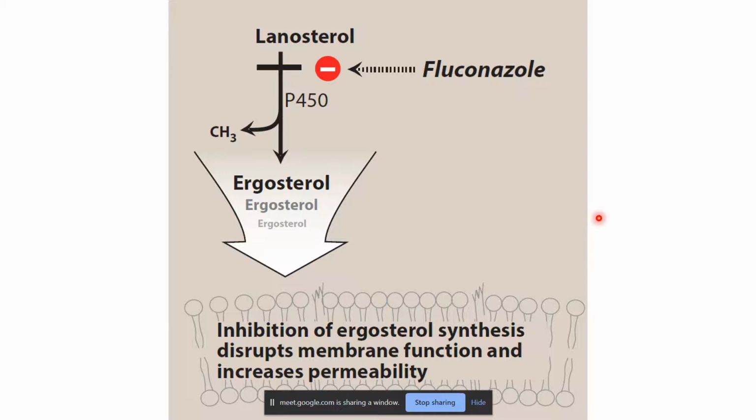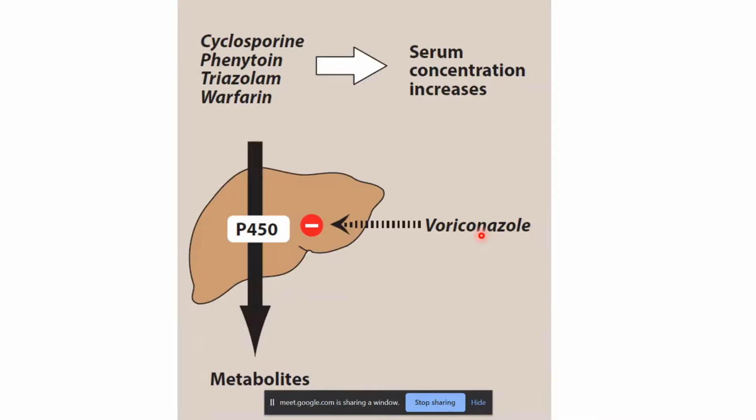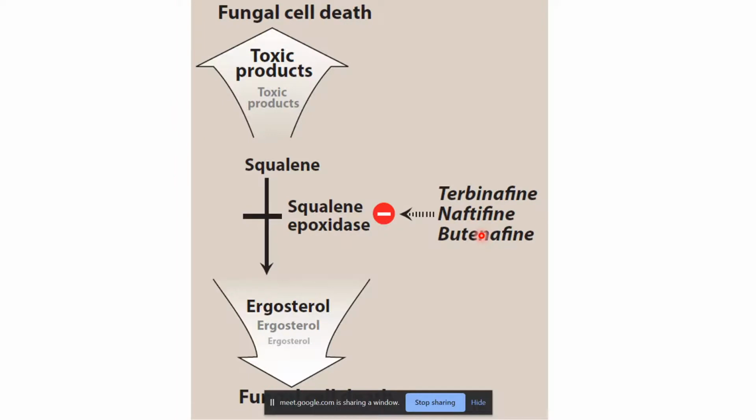The drugs used for the treatment are squalene inhibitors. Squalene inhibitors include terbinafine, naftifine, and butenafine. Terbinafine is oral and is the drug of choice for treating dermatophyte onychomycosis, that is, infections of the nails.